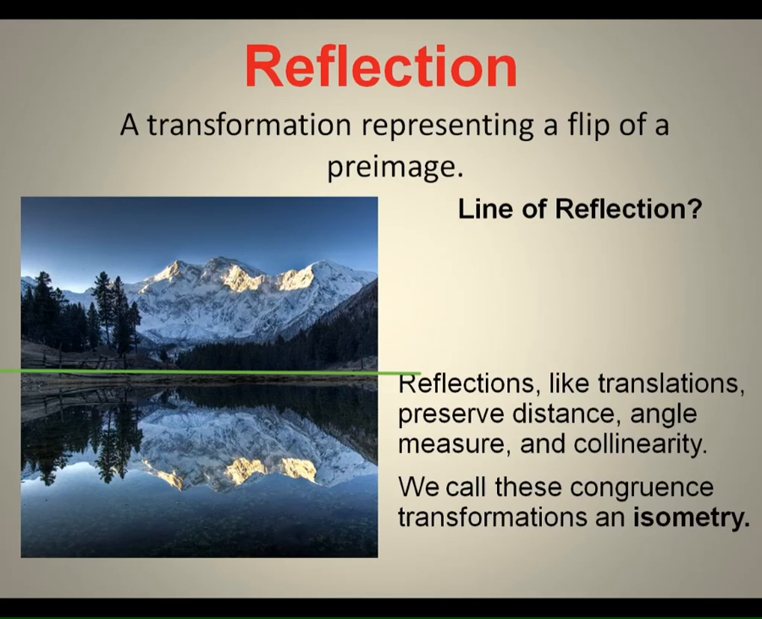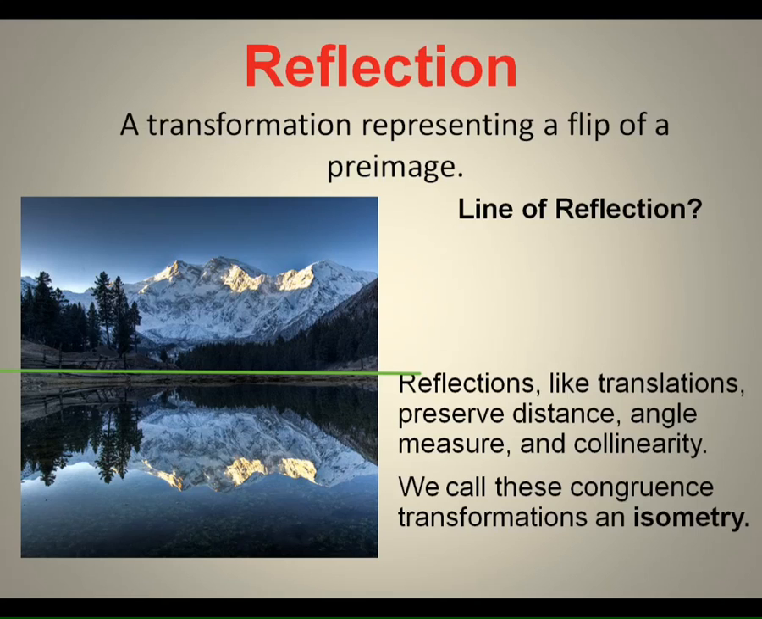Okay? So we had reflection, a transformation representing a flip of a preimage, and isometry, a transformation that preserves distance, angle measure, and collinearity. It means the shape didn't change just because I flipped it. It just changed orientation. That's what an isometry is, a transformation that preserves those things. Okay? So that's what you need for the vocab.